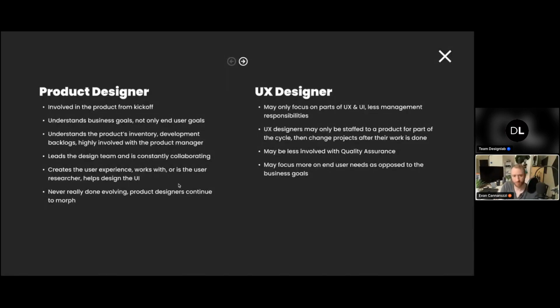Okay, UX designer. So what are they responsible for? Keyword here is may. They may only focus on parts of UX and UI. Not every case, but it's a variable, right? Sometimes there's a lot of demand for them to do that. Sometimes they're only part of the process, right?